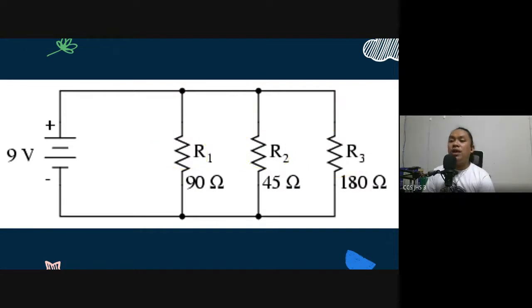So we have the following given values. R sub 1 is equal to 90 ohms, R sub 2 is equal to 45 ohms, then R sub 3 is equal to 180 ohms. Then we have a value for voltage written near our source, 9 volts. Again, when the value of the voltage is written near our source, this is automatically our what?